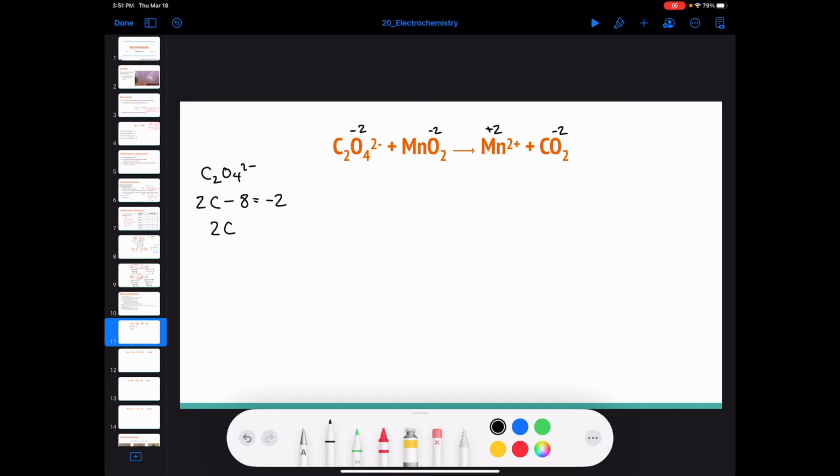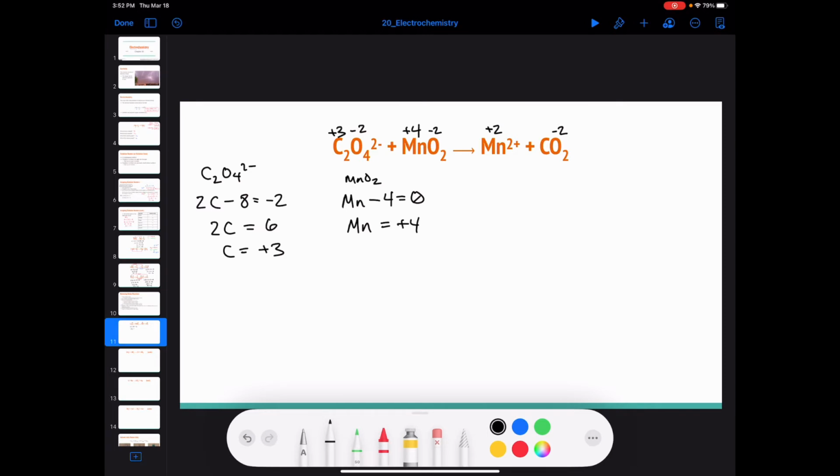So that means 2C equals, let's see, we add 6 to that, 8 to that, so that's going to be a +6. So that means that each carbon has a +3 oxidation state. Okay, that one looks good. Let's do the same thing for our manganese dioxide. So we don't know what manganese is yet, but we know that 2 times a -2 is -4, should add up to 0. Okay, so that means that manganese must have a +4 oxidation number or oxidation state.